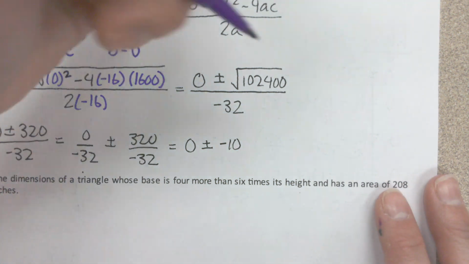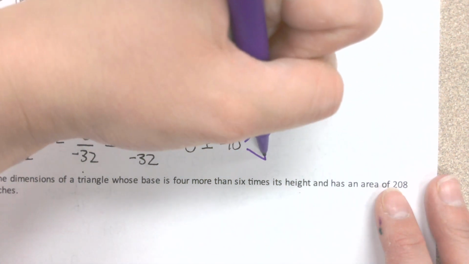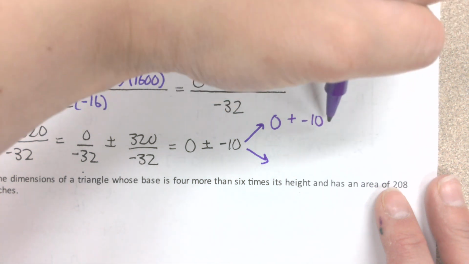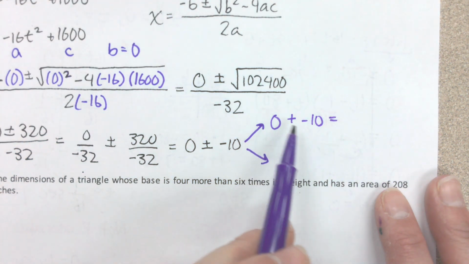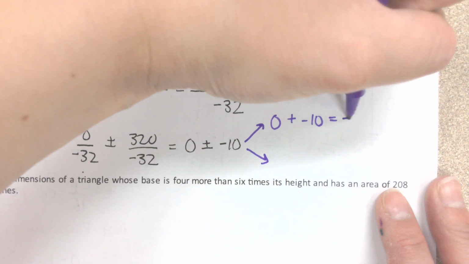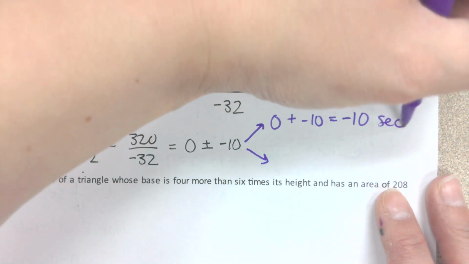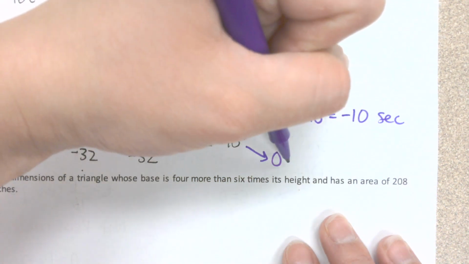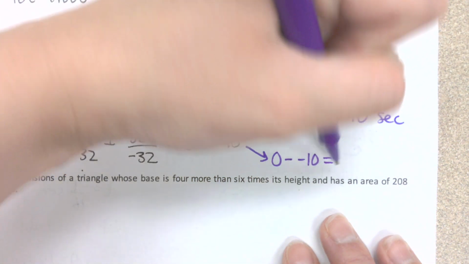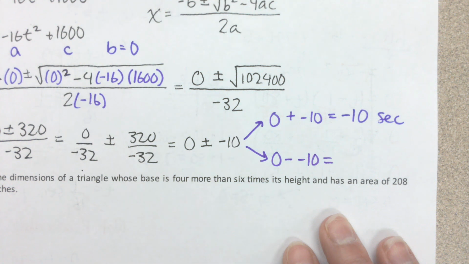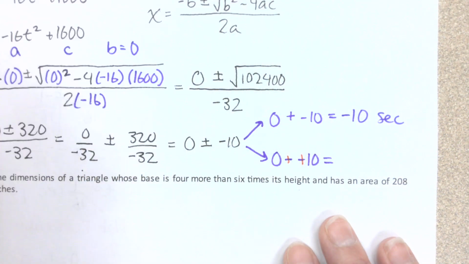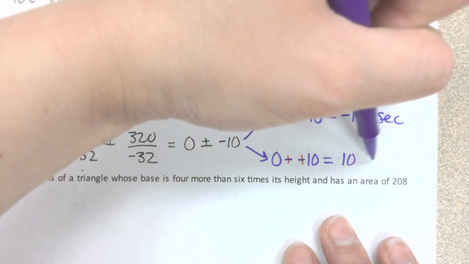Let's split this up into the two math problems. We have 0 plus negative 10. 0 plus negative 10, that's just negative 10, and that's going to be in seconds. And then we have 0 minus negative 10. And you should know when you have two negatives in a row like that, they're going to cancel and make each other a plus. So this is actually positive 10 seconds.